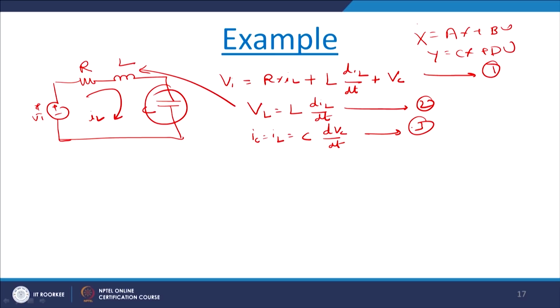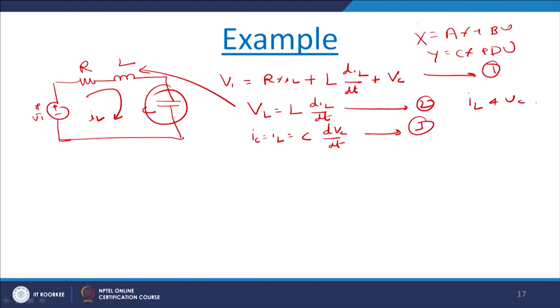So we found that IL and Vc, these are the states. So IL and Vc we consider as state variables. And finally our purpose is to write the equation in terms of x dot equals A x plus B u. That means when I am writing down these equations, it should be in terms of Vc and IL.